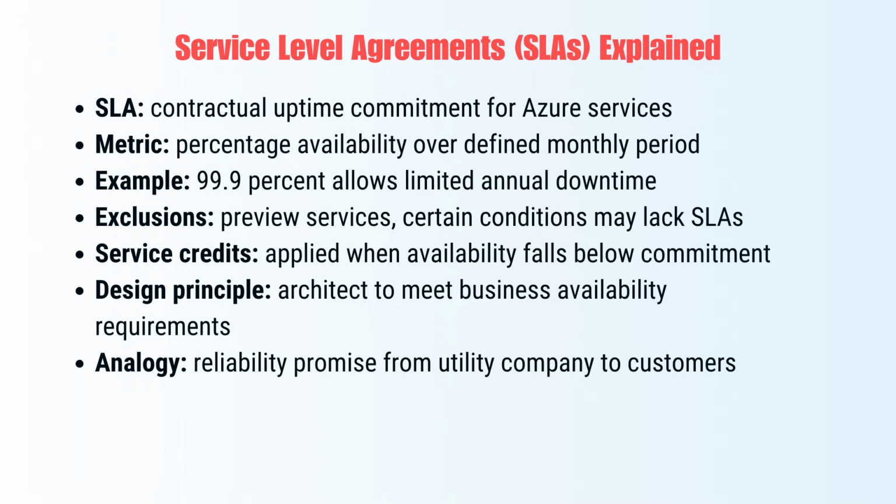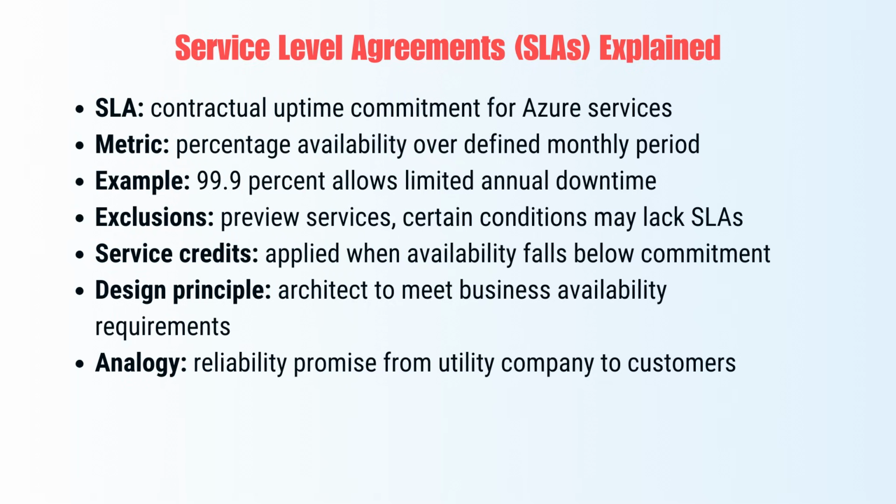Each percentage maps to a certain amount of allowable downtime. For instance, 99.9% allows roughly 43.8 minutes of downtime per month. As the SLA increases to 99.95%, 99.99%, and beyond, the allowed downtime shrinks. SLAs often require you to follow specific configuration guidelines. For example, you might only get the stated SLA if you deploy across availability zones or use at least 2 instances in a load balanced set.